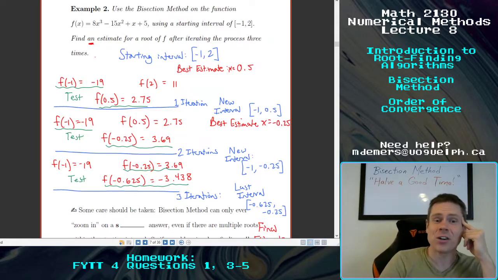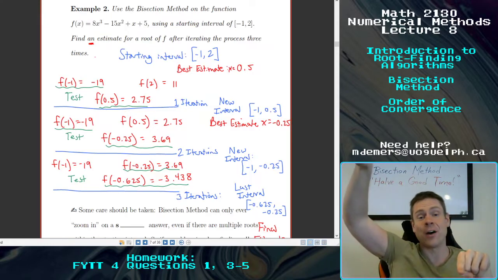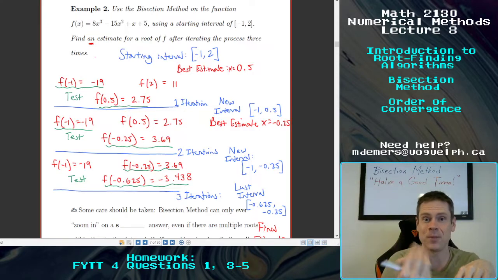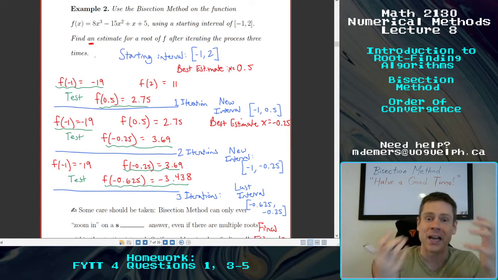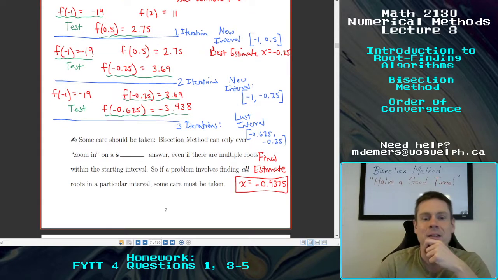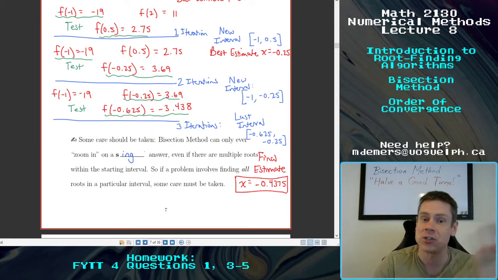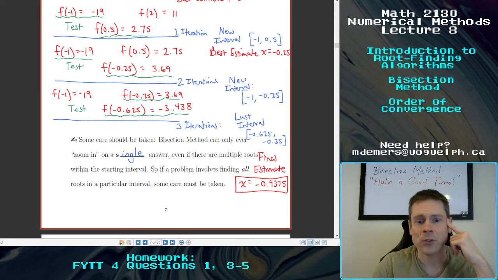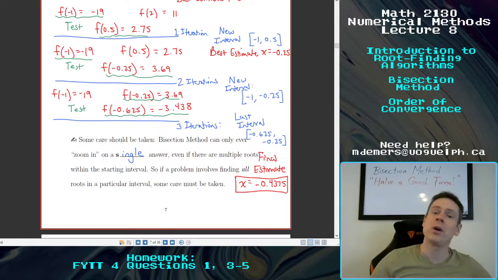You can have a function like a cubic that could come up, back, and around, and you could have up to 3 roots here. So when you're using this estimate, one thing you have to be really careful about is that you might get to an answer, but we can only ever zoom in on a single answer. You might miss out on others unless you have different kinds of initial intervals. So if a problem involves finding all roots in a particular interval, you might want to use some care.